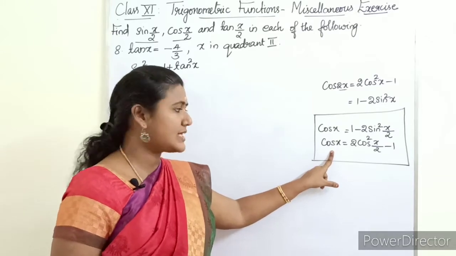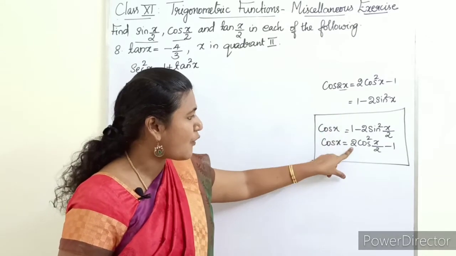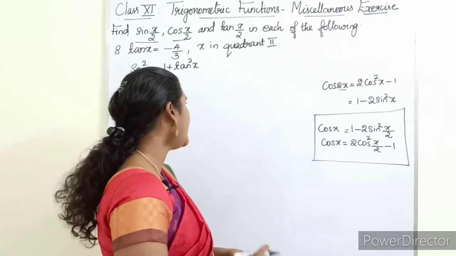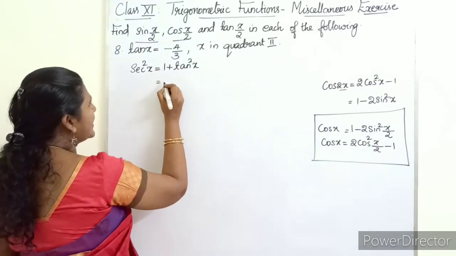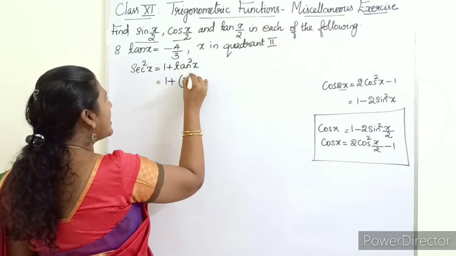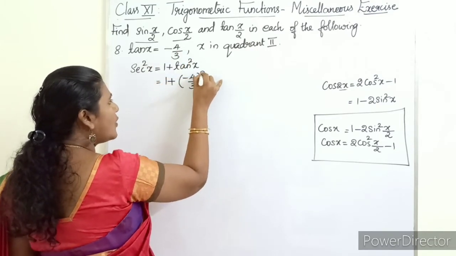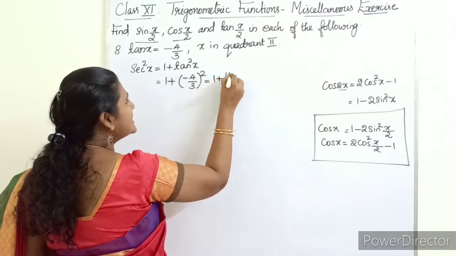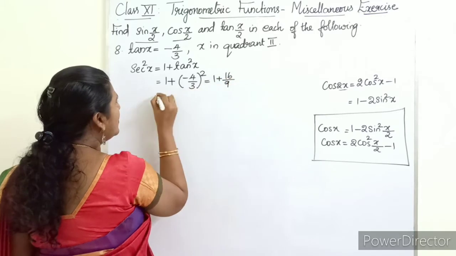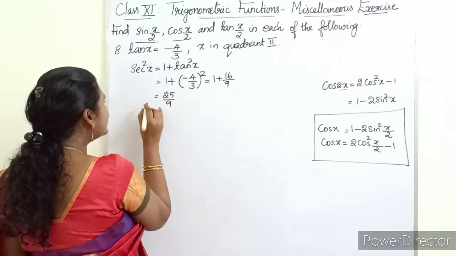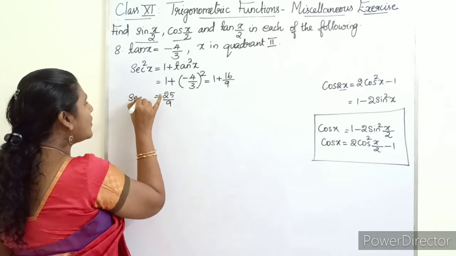Once we get the cos x value, using these two formulas we can find out sin x by 2 and cos x by 2. Here we are going to substitute, because we have the tan value. So 1 plus (minus 4 by 3) the whole square. We will simplify this: 1 plus 16 by 9. When you take LCM, you will get 25 by 9. So this is the value of sec square x.